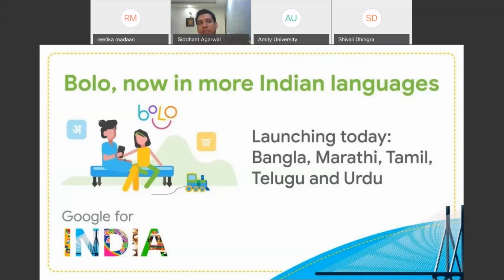Those kinds of native stories could also be a key factor in helping more kids learn about these things, which are soon getting lost. So they came up with this application called Bolo, which was launched last year, if I'm not wrong, and now renamed as Read Along. It has support for more Indian languages now.